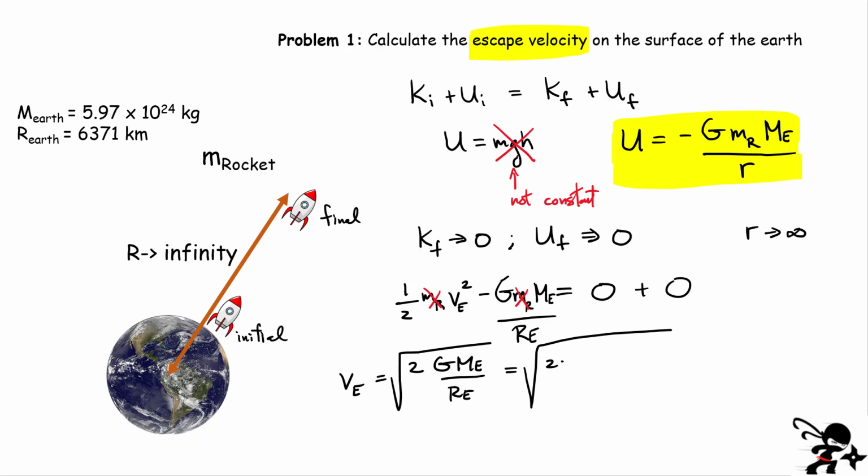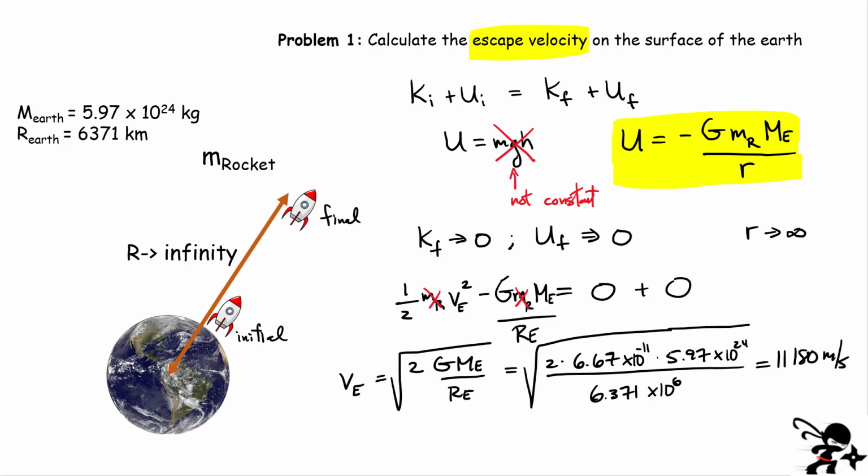So we get 2. Big G is 6.67 times 10 to the negative 11. Let me make this a little bit longer. Mass of the Earth I've given you as 5.97 times 10 to the 24. And divided by the radius of the Earth. In this case, now careful, this is given in kilometers, so I'm going to write it in meters. I'll just write in scientific notation. 6.371, this will be times 10 to the 6 meters. Okay, put that in the calculator. At the end of the day, you should get 11,180. This would be calculated in meters per second.